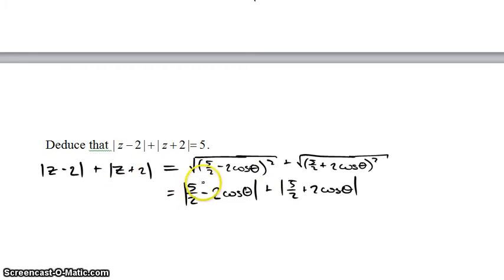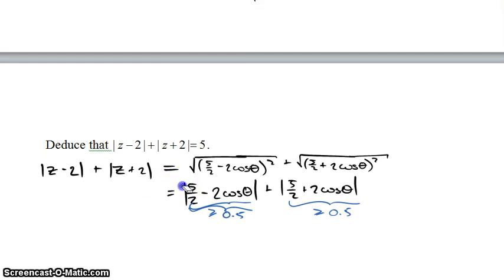But if you look at this, 5/2 is 2.5. How small can minus 2 cos θ be? Well, it has to be at least minus 2. So this whole number, 5/2 − 2 cos θ, must be bigger than or equal to 0.5. And similarly, this one must also be bigger than or equal to 0.5, because the smallest that 2 cos θ can get is minus 2. So I can just get rid of the modulus signs. I actually don't need them here.